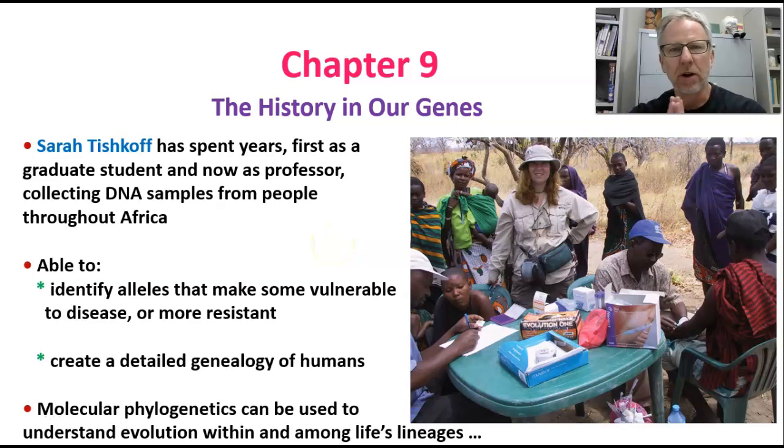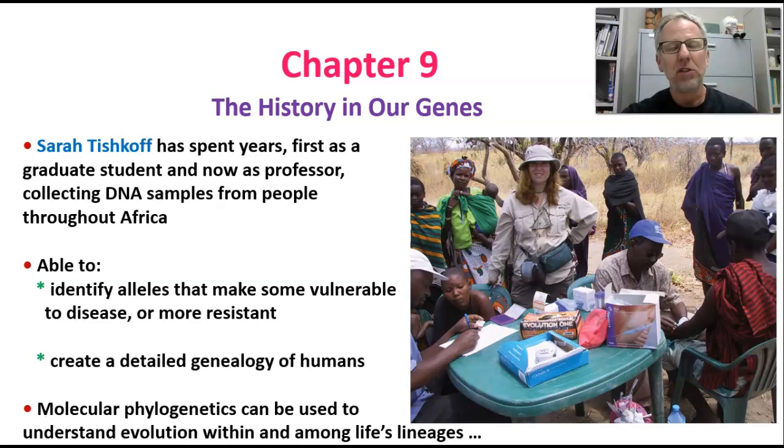Well, welcome to Chapter 9, The History in Our Genes. This chapter focuses on molecular phylogenetics and understanding how genes evolve, so that when we use genes in phylogenetic analyses, we understand the nature of the data and how we can use those genes to look at the history of anything from, well, genes themselves to the history of populations, species, and higher taxonomic groups.